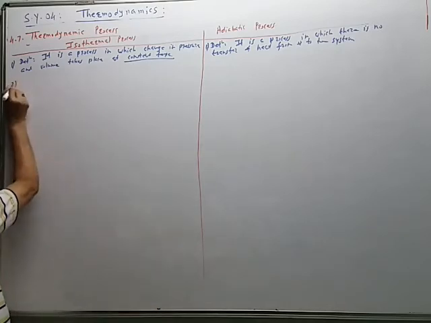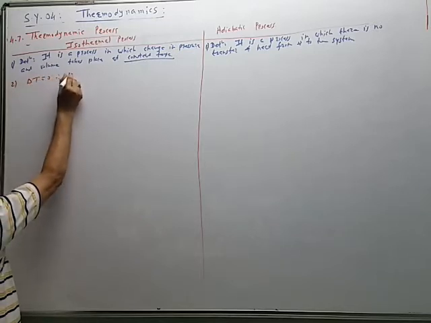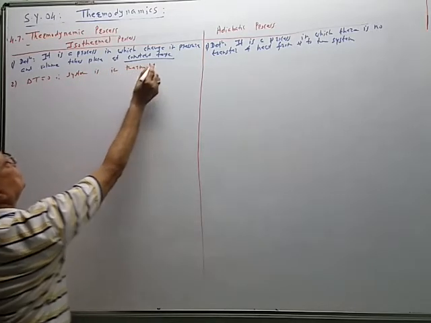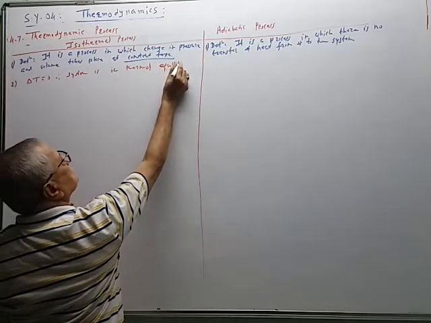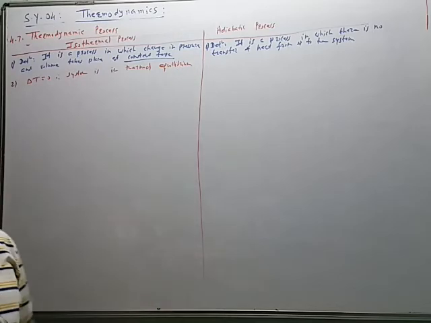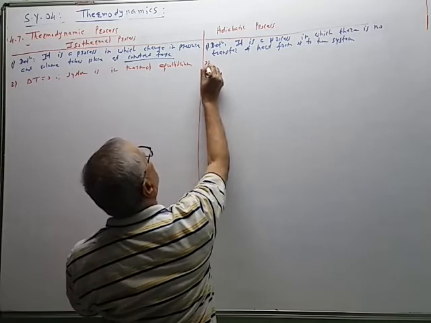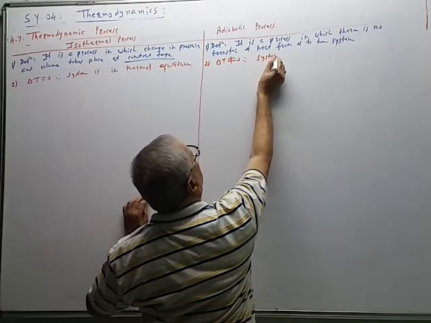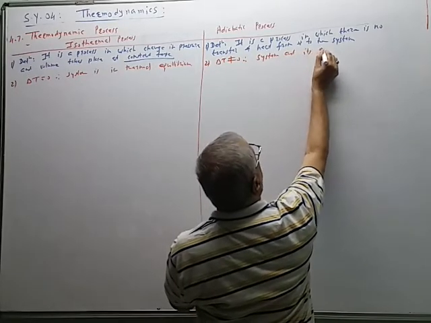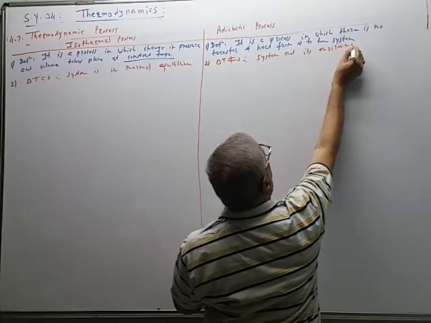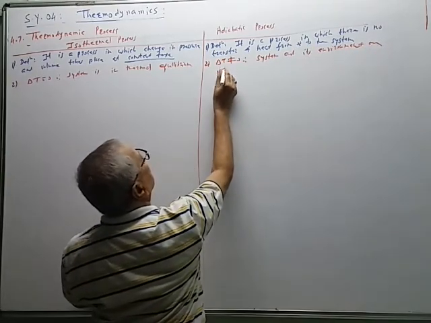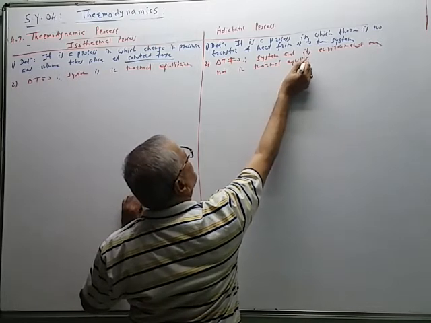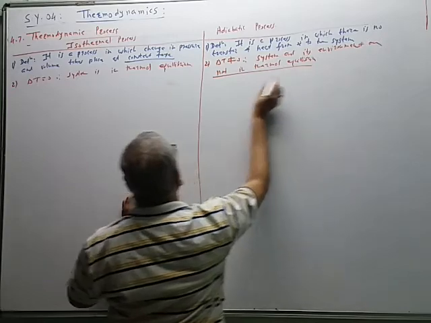Second, delta T is equal to zero, therefore system is in thermal equilibrium. On this side, delta T is not equal to zero, therefore system and its environment are not in thermal equilibrium.